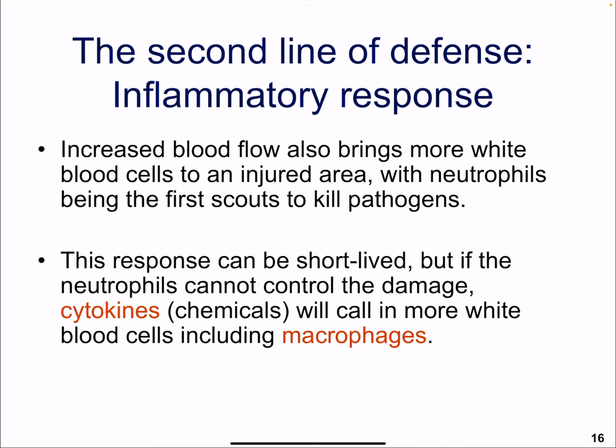Then also we have an increased blood flow during the inflammatory response. That increased blood flow is going to bring more cells in there. I told you about the natural killers. I told you about the neutrophils, the macrophages, the monocytes. The monocytes differentiate into macrophages, right?